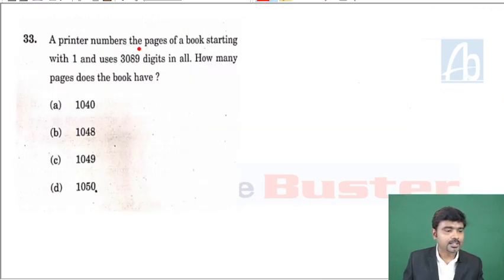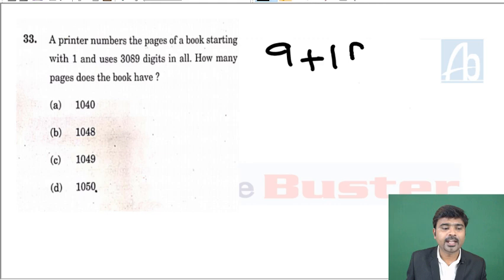A printer numbers the pages of a book starting with 1 and uses 3089 digits in all. How many pages does the book have? That's very simple. If we take single digit numbers, 9. If we take two digit numbers 10 to 99, totally 90 numbers will have 2 digits, so 180 digits.